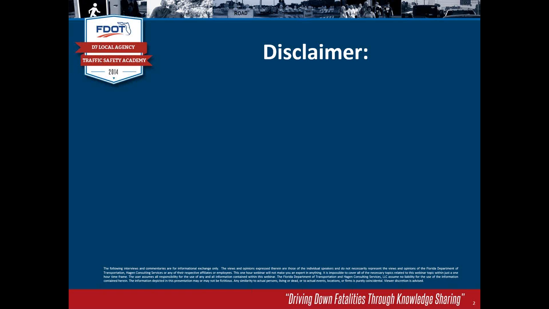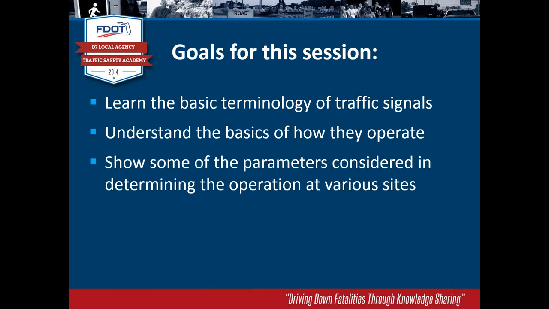Basically, you're going to have some basic information, and what I'm really trying to accomplish is give you some walking around knowledge of why signals operate the way they do, so you have some rudimentary understanding of the lingo. So those are the goals for the session: the basic terminology of traffic signals, the basics of how they operate, and we'll talk about some of the parameters considered in determining the appropriate operation at a particular location, why they operate differently at one place from another. So that's what I really want to focus on today.